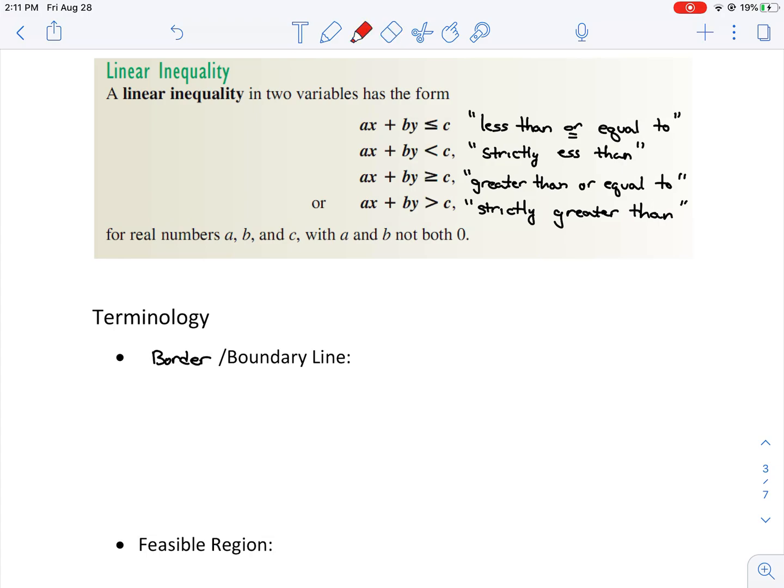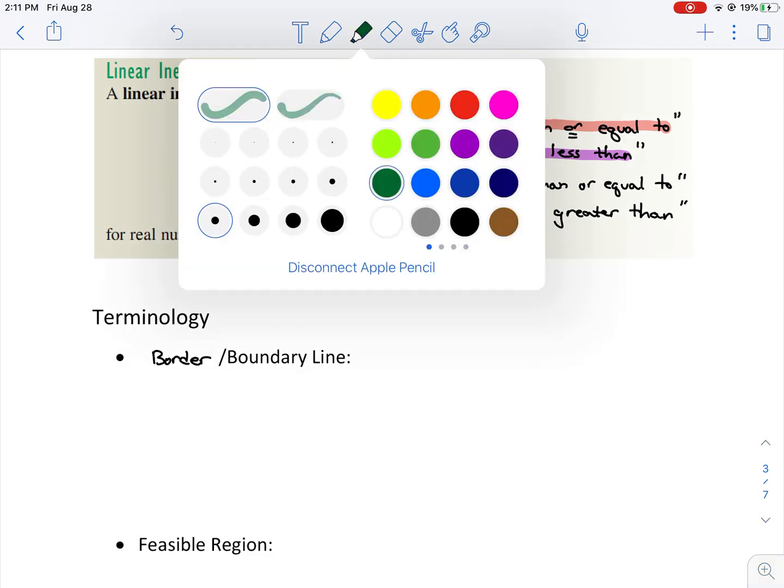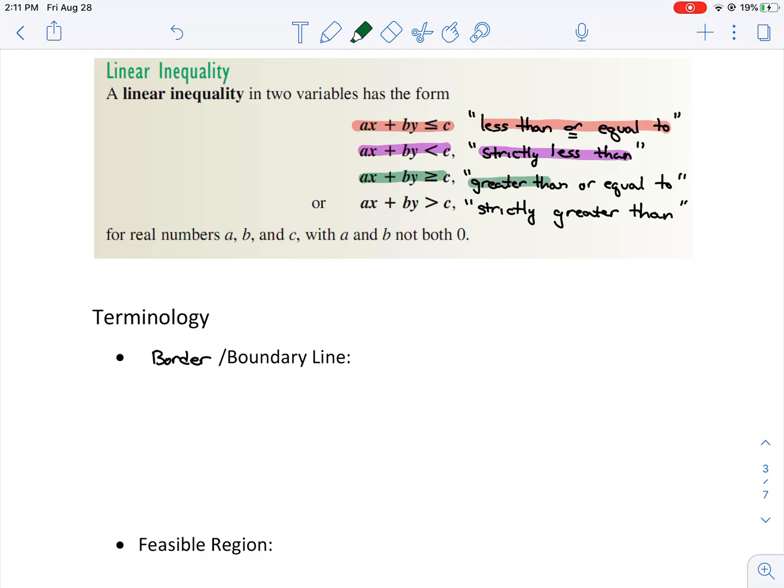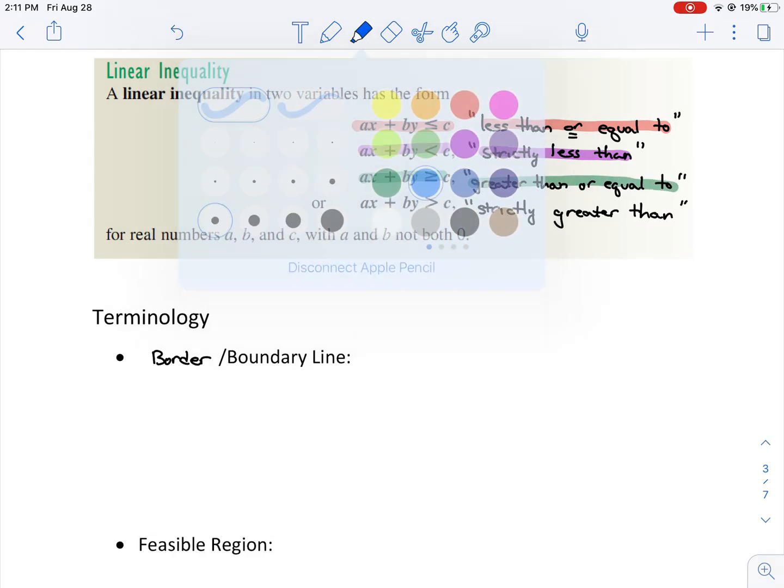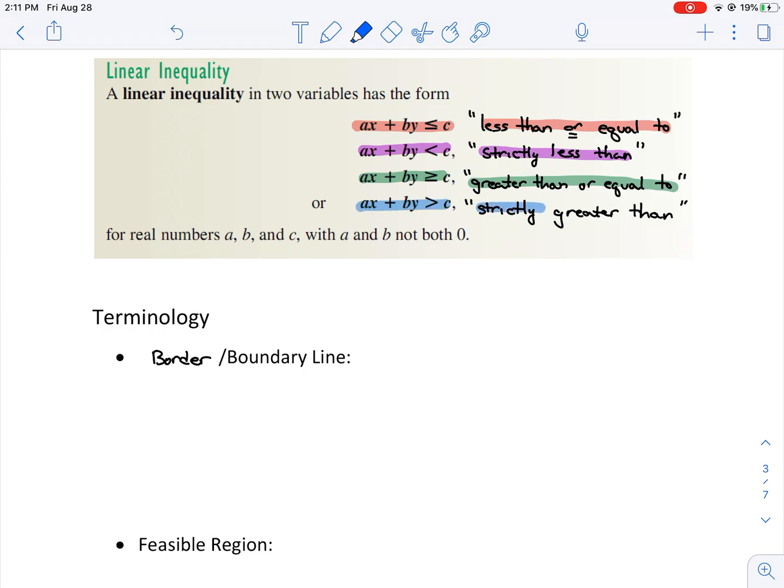So a linear inequality can take on a few forms, and the first form is less than or equal to, followed by strictly less than. Next, we have greater than or equal to. And finally, there is strictly greater than. And notice that in each case, y is on the left side of the inequality.